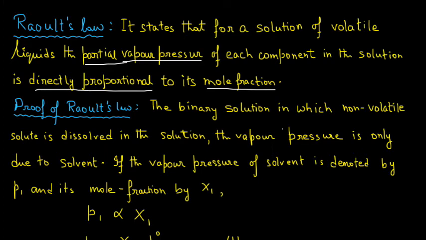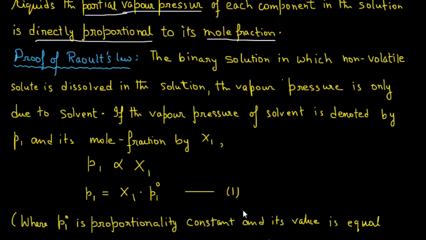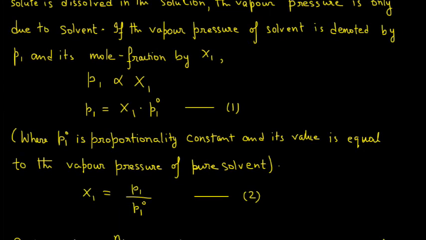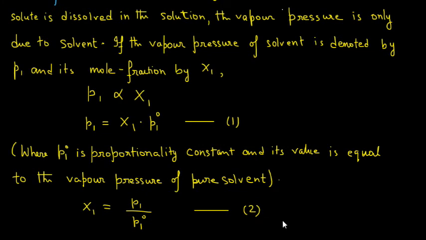So proof of Raoult's law. The binary solution in which non-volatile solute is dissolved in the solution, the vapor pressure is only due to solvent. If the vapor pressure of the solvent is denoted by P1, and its mole fraction is denoted by X1, then we can write P1 is directly proportional to X1. Therefore, P1 is equal to X1 into P1 naught. Here P1 naught is the proportionality constant and its value is equal to the vapor pressure of the pure solvent. So we can write X1 is equal to P1 upon P1 naught. This is equation number 2.